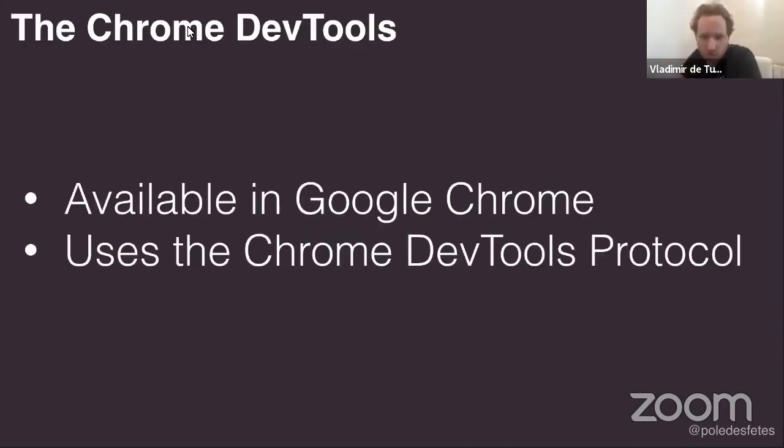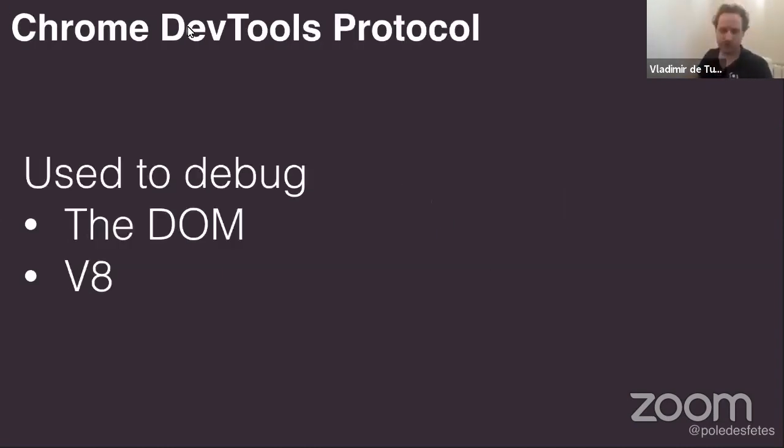They're available in Google Chrome, and they use a communication protocol named the Chrome DevTools protocol. This protocol is all documented online. It's pretty interesting. And this protocol enables you to debug anything that happens in Google Chrome, meaning you can debug the DOM, the HTML page, or the JavaScript. Basically, when you open the developer tools with right-click and inspect on Chrome, that's what happens. It opens a client for the Chrome DevTools protocol.